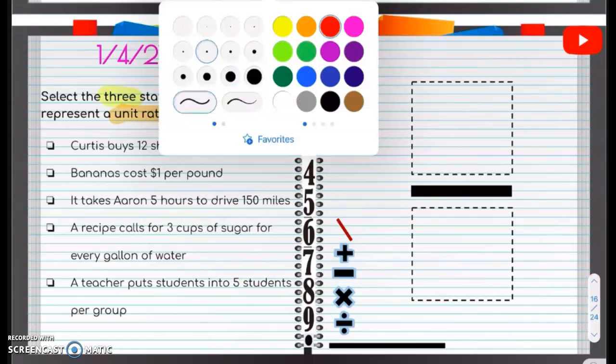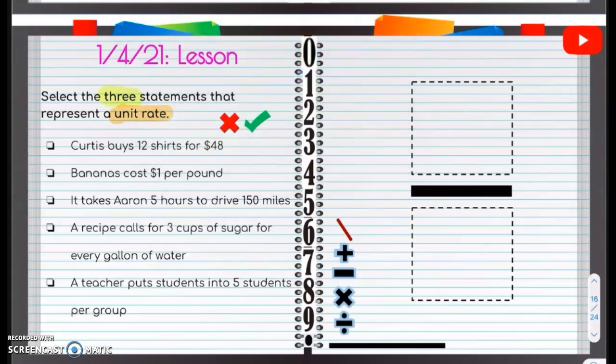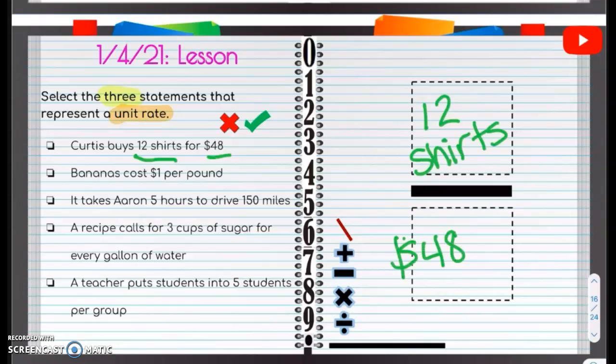So we're going to take a look here. For the first one, it says 12 shirts for $48. So I'm going to write up here, we have 12 shirts for $48. Now, is our denominator 1 here? No, so that means that is not a unit rate. So I'm going to X that. That is not a unit rate.